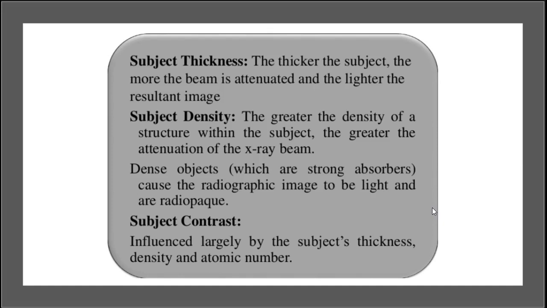All right, so here's a review. Subject thickness: the thicker the subject, the more the beam is attenuated and the lighter the resultant image. Subject density: the greater the density of a structure within the subject, the greater the attenuation of the X-ray beam. Dense objects, which are strong absorbers, cause the radiographic image to be light and are radiopaque. Subject contrast is influenced largely by the subject's thickness, density, and atomic number.